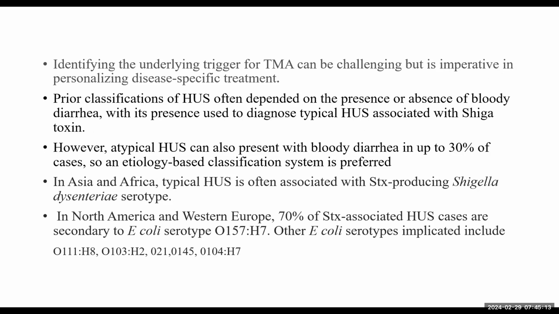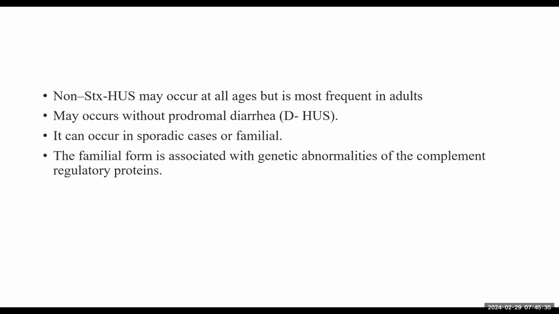So there are other E. coli serotypes implicated in causing hemolytic uremic syndrome apart from the commonly known O157:H7. This includes O111:H8, O103:H2, and the rest of them. So the non-Shiga toxin form may occur at all ages, unlike the typical that we say is common in children, but the atypical can occur at all ages, and is also more frequent in adults.